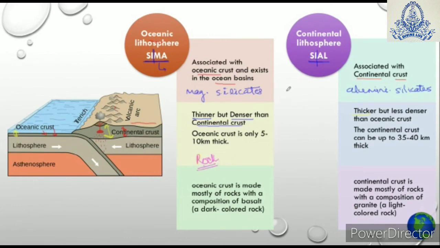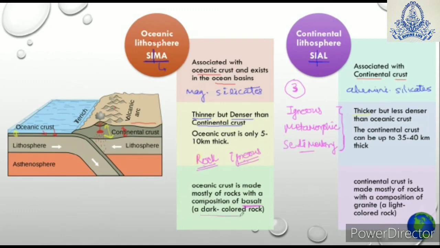So basically in crust you can find 3 types of rocks: igneous, metamorphic and sedimentary rocks. An interesting thing is continental crust is a good mix of these 3 types of rock, whereas the oceanic crust is mostly igneous rock.